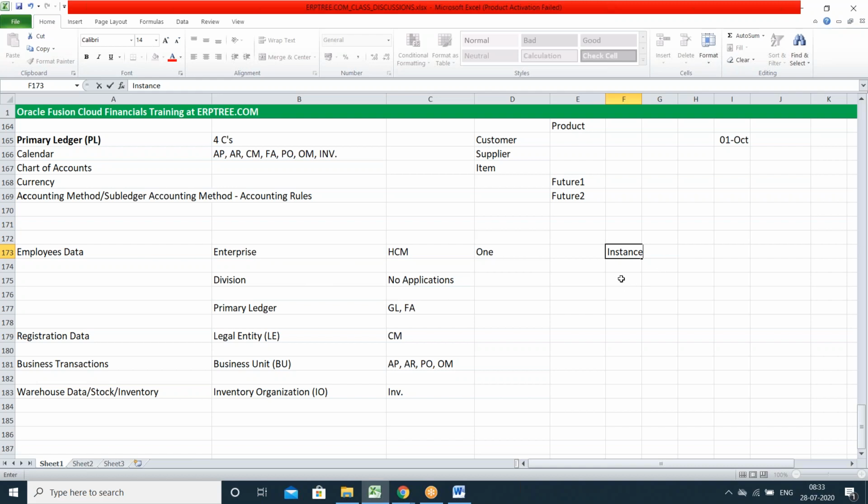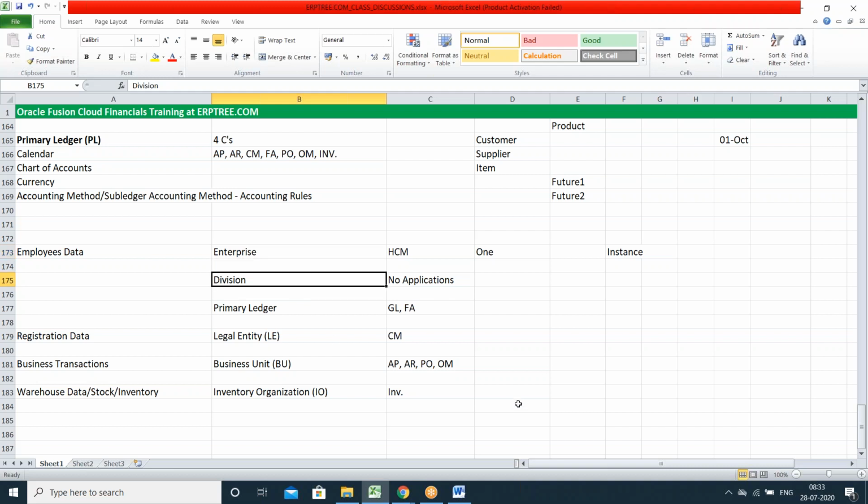So every client will get an instance for the implementation and usage. In one instance, you can have only one enterprise. That means for one client, we can create only one enterprise. One enterprise, that is whom we are implementing. The name we will provide as the enterprise.